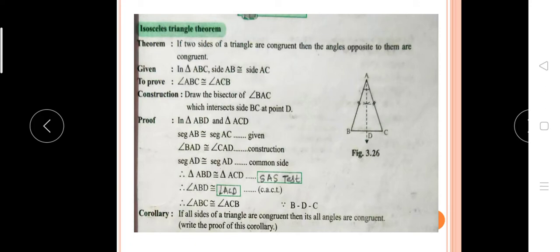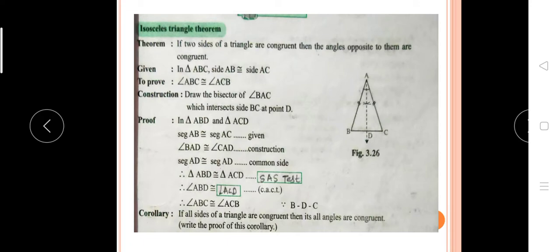Now, all of you know what an isosceles triangle is. A triangle which has two sides equal is called an isosceles triangle. Now, what is the theorem? And theorem means what? How we have to prove. What we have to prove?